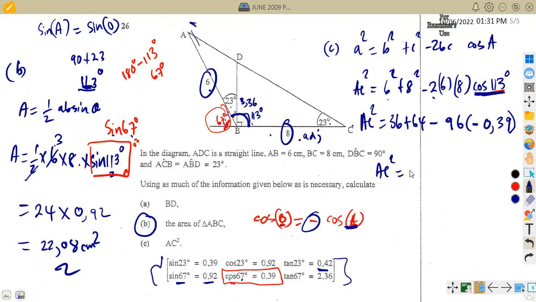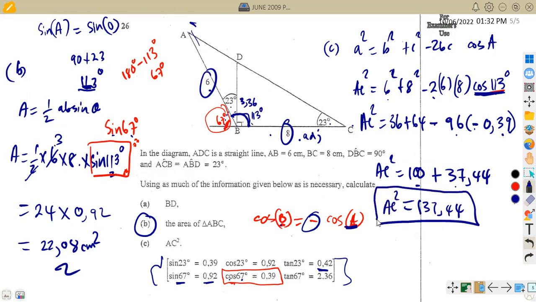All right, so from there, you can simplify. 36 plus 64, that's 100. Minus and minus, now it's a plus. So you multiply 96 times 0.39. 96 times 0.39 will give us 37.44. We add 100 plus 37.44, which is 137.44. So this is our AC squared.